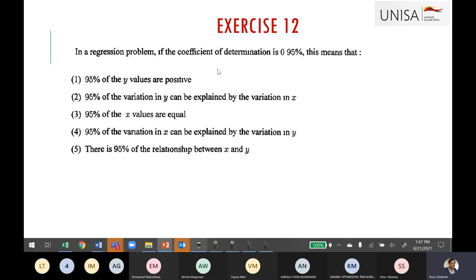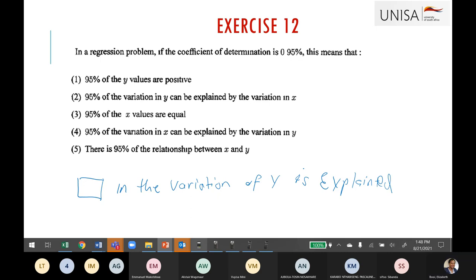So in a regression problem, if the coefficient of determination is 95, this means that, remember, the variation of y is explained. So the total variation in the variation of X. Oh, that's not an X. This is X, more or less. That is how you interpret R squared.